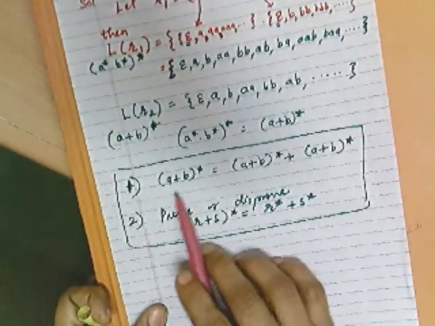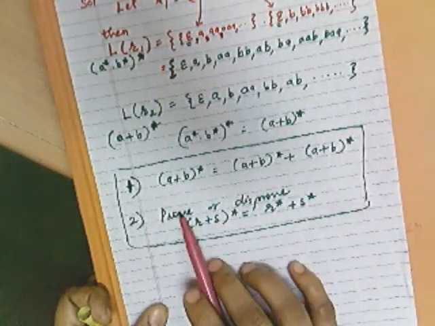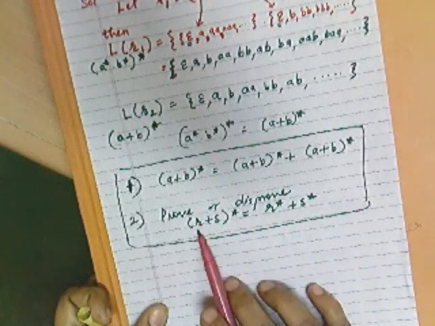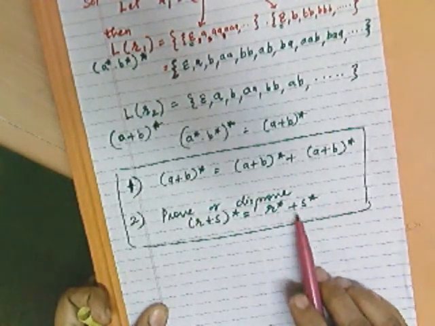Okay, and then you have to try the examples. This one, (a + b)* is equal to this, and you have to prove or disprove that (r + s)* is equal to r* + s*.